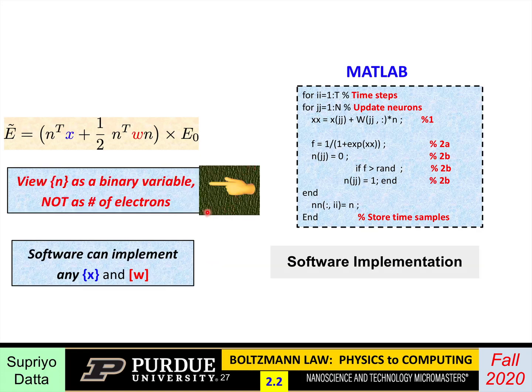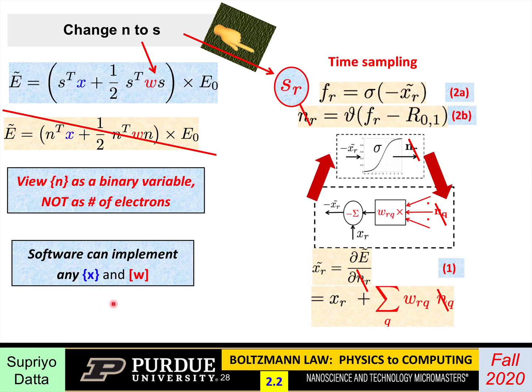So in this approach then, in software, we'd view n as just a binary variable. It's not the number of electrons anymore. It's just a binary variable with two states, and then X and W we can implement any way we want. And just to keep this in mind, going forwards, instead of n, I'll write s. This is just a change in symbol. I mean, n had two values, 0 and 1. Same is true for s. It also has two values, 0 and 1.